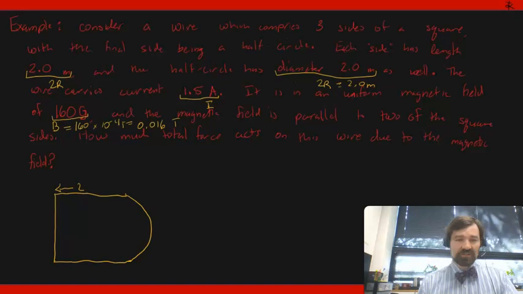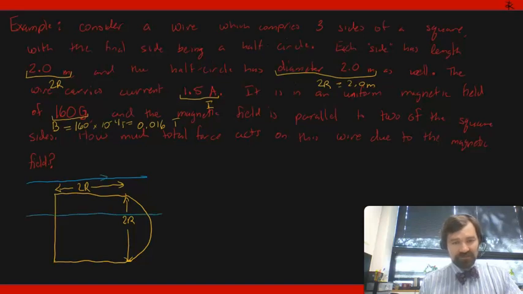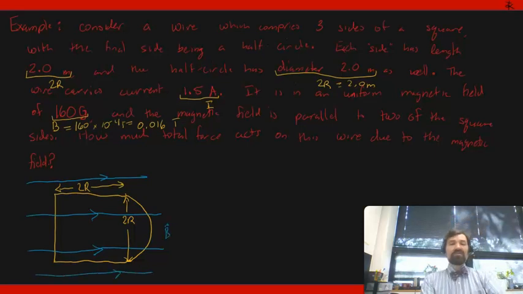We just know that this is 2R. We know that this right here is 2R. And that has also defined these two sides. And our magnetic field, we've been told, is parallel to 2 of the sides of the wire. So basically you've got a magnetic field that looks more or less like this. So the question becomes, how much total force?